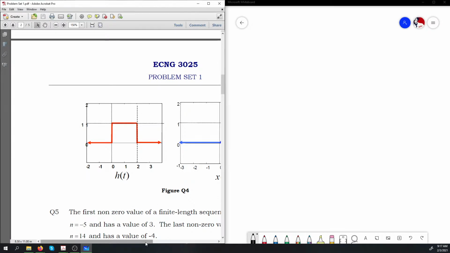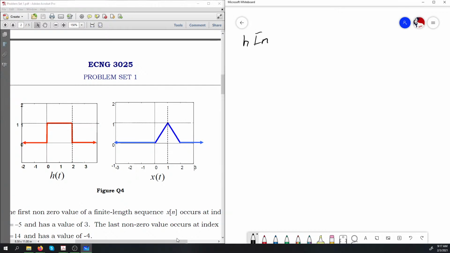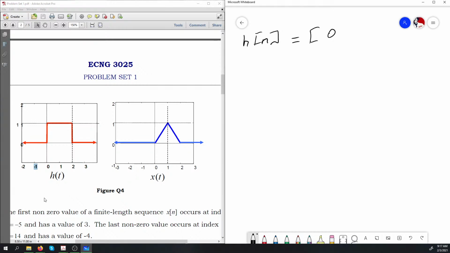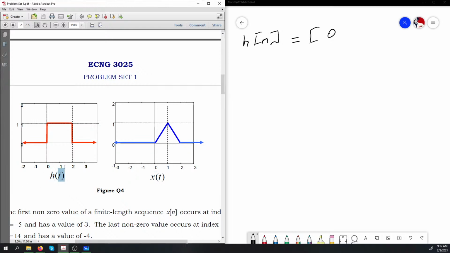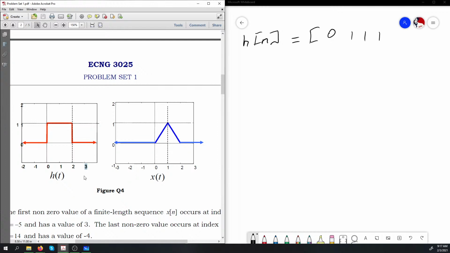Whiteboard here. So we're going to watch our h of t signal here, and we're going to convert this into h of n. When we take our samples from -1 to +3 on the x-axis, h of t at -1 is a value of 0. Then for 0, 1, and 2, these are values of 1. And then for 3, that's a value of 0.